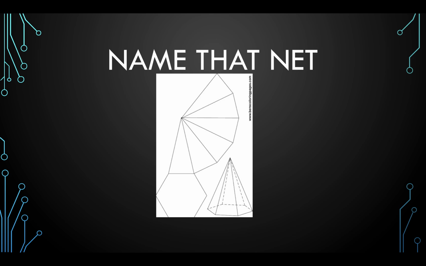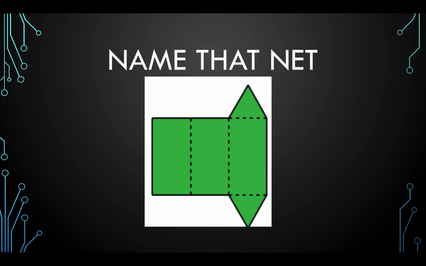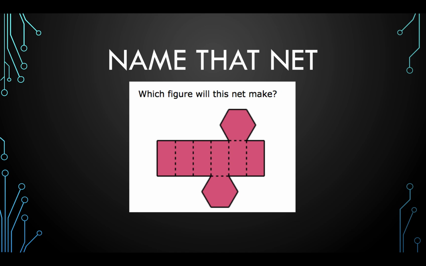Let's check out this one. I see that it's coming to this top vertex. What is that going to be? What shapes do we see the most? The next one, name that net. What do we notice? Check it out. What shape do you see the most of? Prism or pyramid? Which figure will that net make? What is the name of this other shape? Name that net.